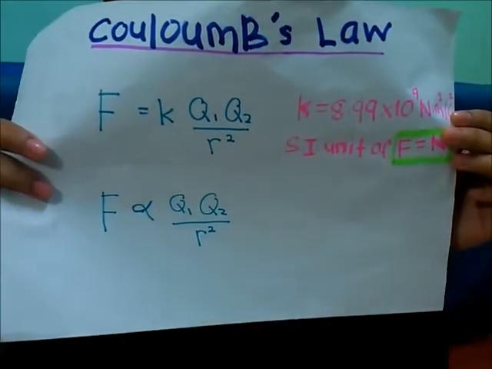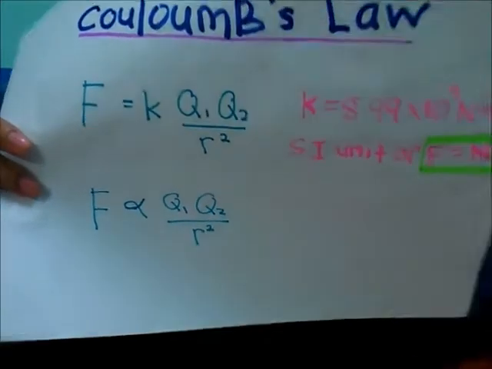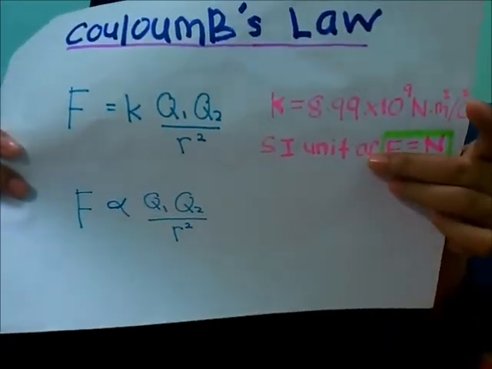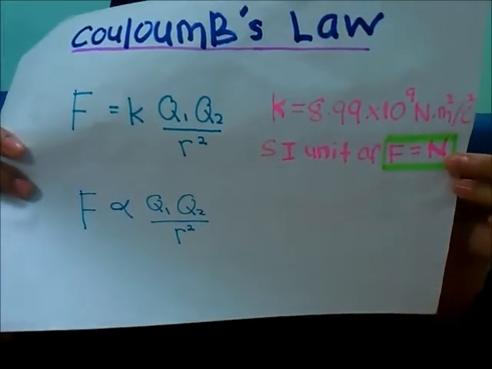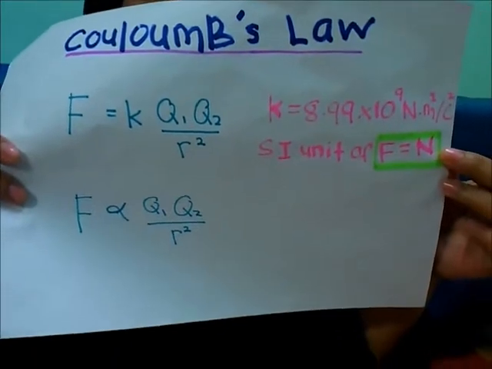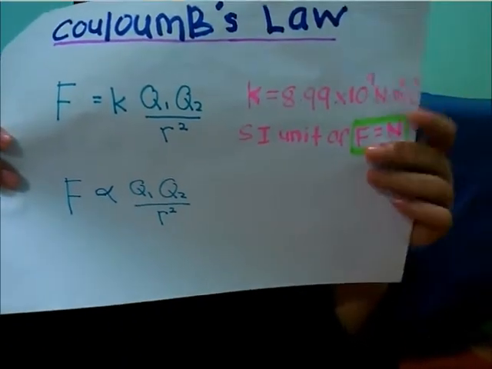Coulomb's law gives only the magnitude of the electric force that either one charge exerts on the second charge. And the standard unit of the force is the Newton, so F equals N, the unit. We also need to keep in mind that the direction of the electric force is always along the line joining the two charges.